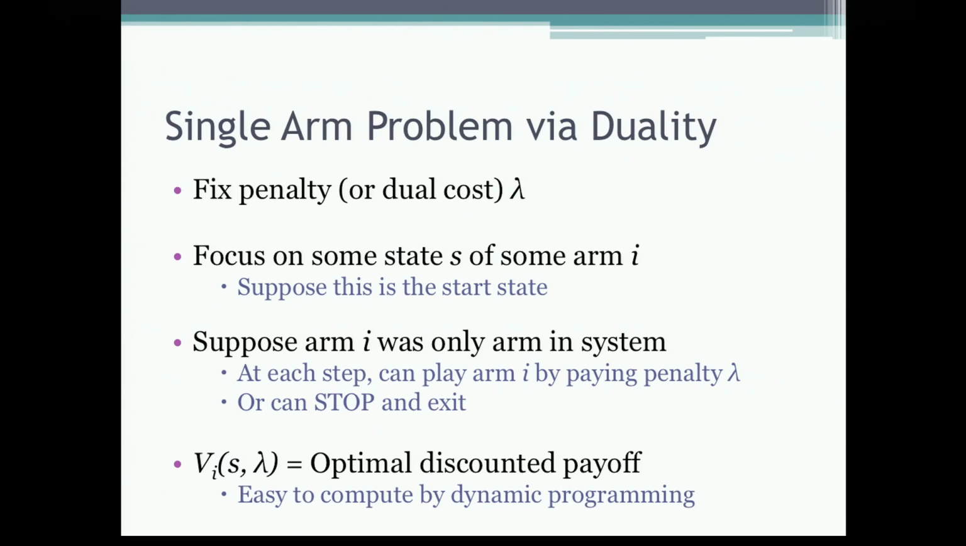The policy will keep playing the arm for some time and then decide to stop. There's only one arm, and I'm in some state. This is the start state s. A policy would specify, in every state of this arm, whether I should play or stop. And V_i(s, lambda) is the expected reward of the optimal policy where the start state is s, and for every play I'm paying a penalty of lambda. This you can easily solve because for a single arm, the number of states is not that large.